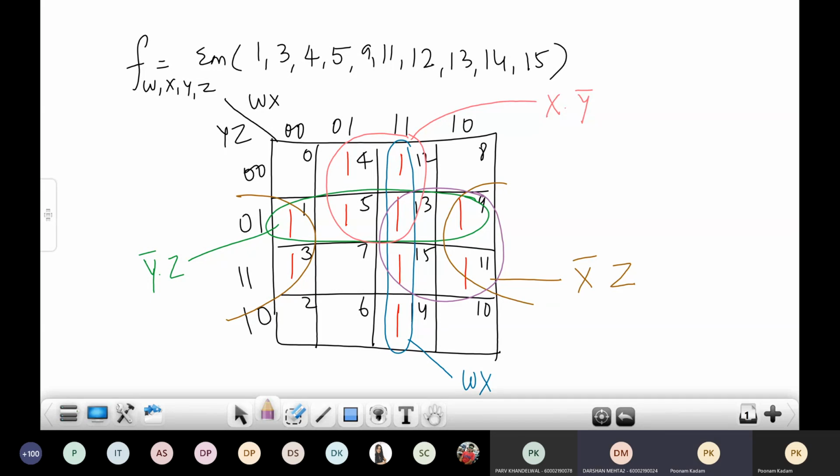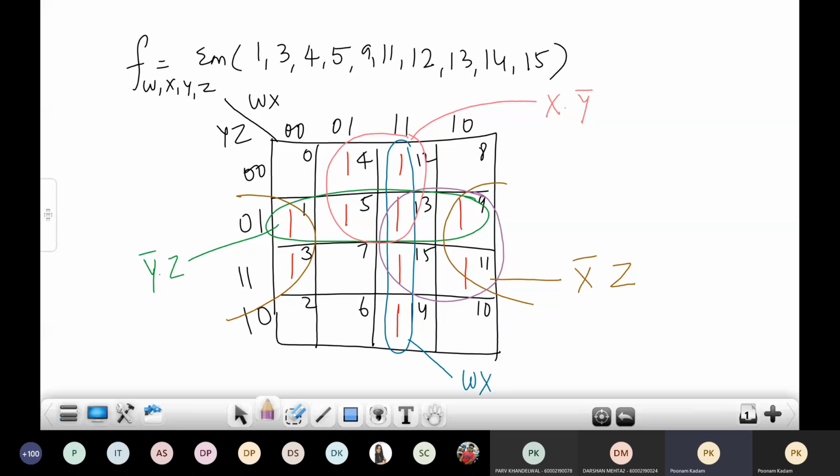Ma'am, why do you want only three groups? Ma'am, three groups will be formed here. Yes. Our intention is to have the minimum number of product terms in the reduced function, right? That is true, and that is what we are going to do at the end. But right now, if you say that these three groups are sufficient to cover all the one cells, then how will you decide which three groups you are going to use?